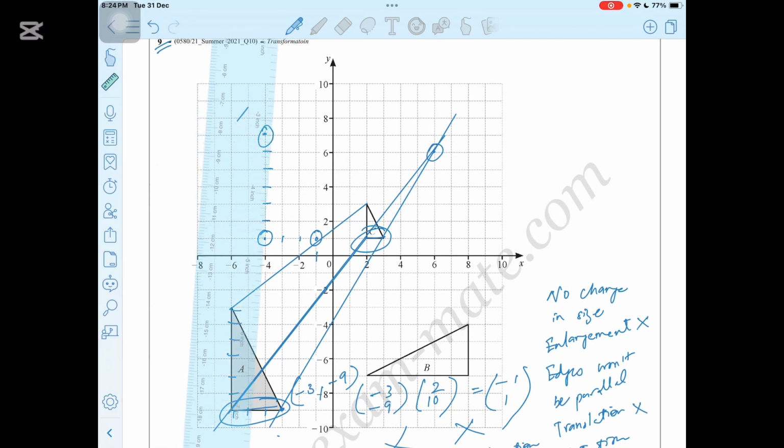So let's draw the triangle. Let's complete the triangle. So this would be the triangle. I hope the things are clear.